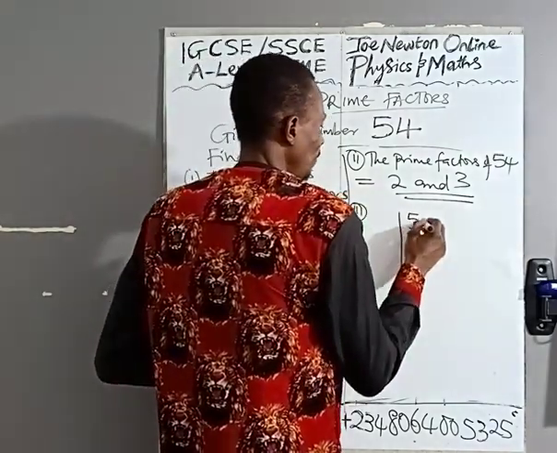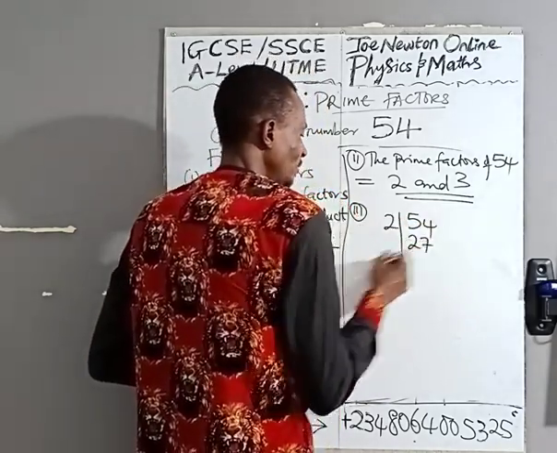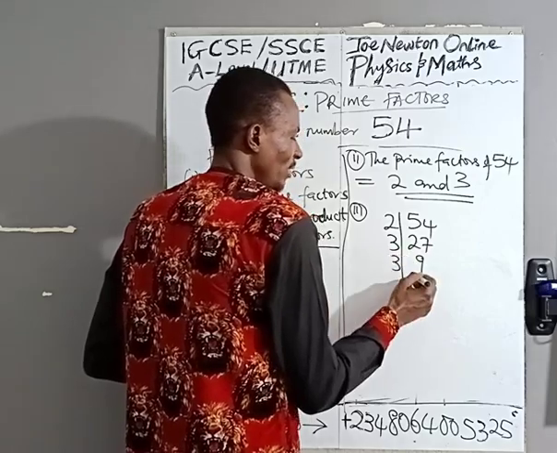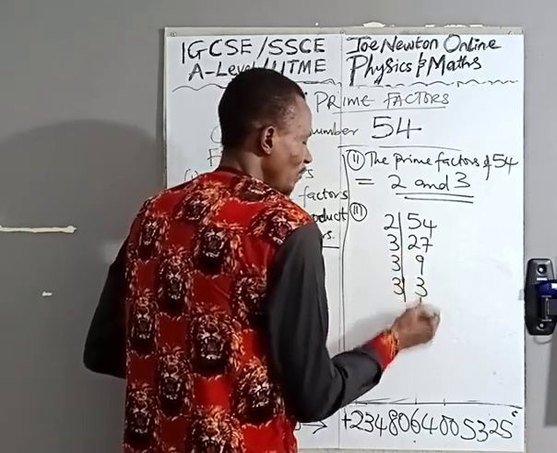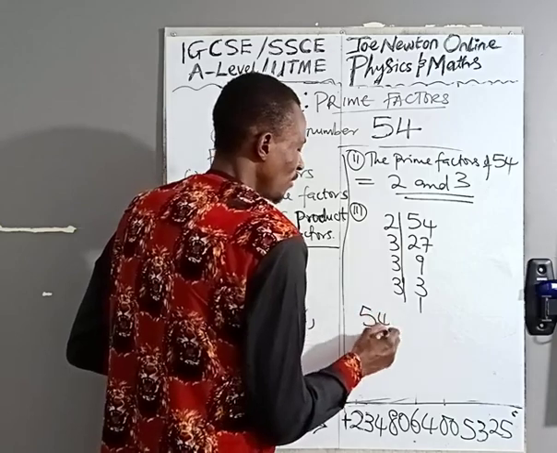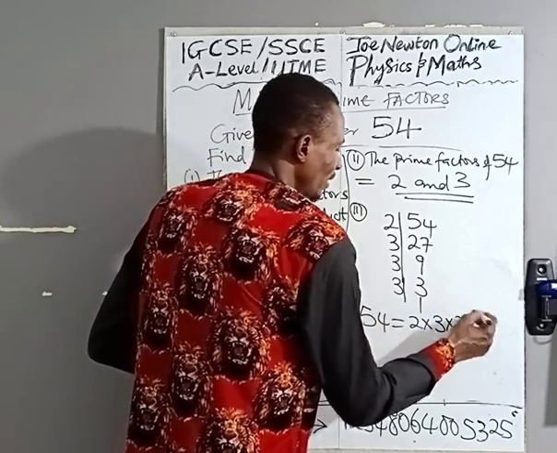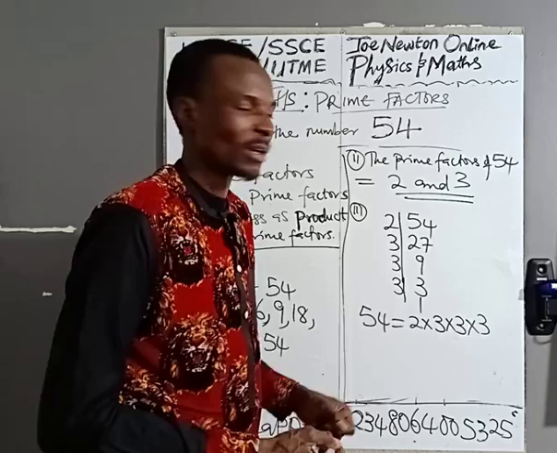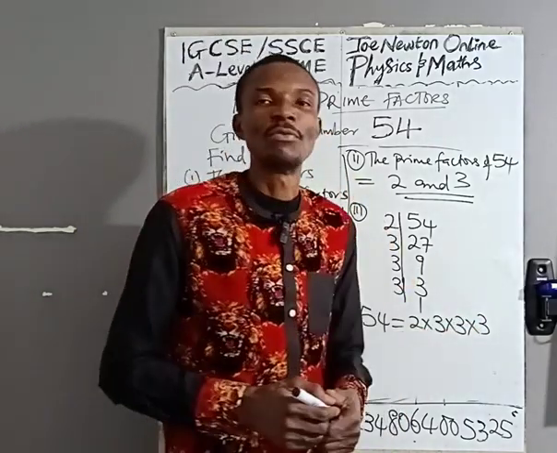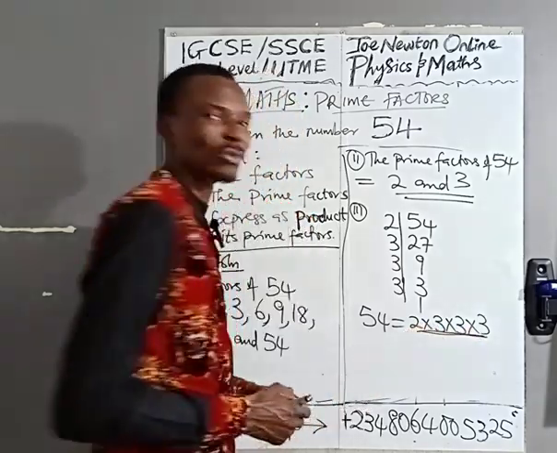You just do this. Start with the first prime. 2 can divide 54 to give us what? 27. 2 cannot go anymore. 3 can divide this to give us 9. 3 divide this one, give us 3. 3 divide itself, 1. So you can now confidently say that 54 is equal to 2 times 3 times 3 times 3. 2 times 3 is 6. 6 times 3 is 18. And 18 times 3, like we got before, is what? 54. So these are the product of its prime factors.